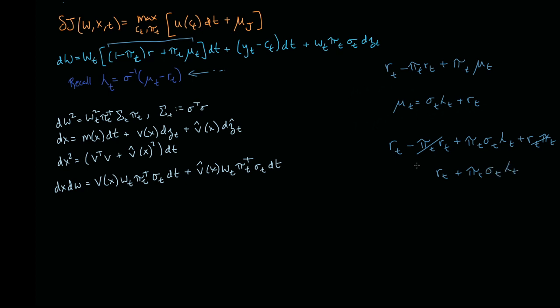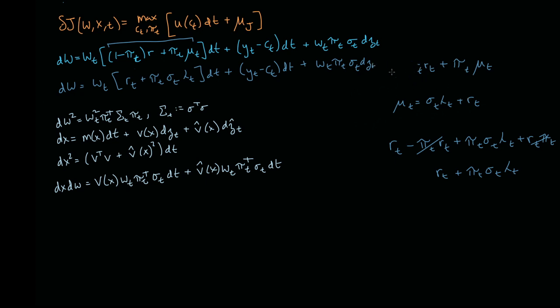And so our wealth equation, I'll erase this to make a bit of room, becomes dW equals W_t times (r_t plus pi_t sigma_t lambda_t) dt, and then the rest stays the same: (y_t minus c_t) dt plus W_t pi_t sigma_t dz_t. Okay, this can all go away.